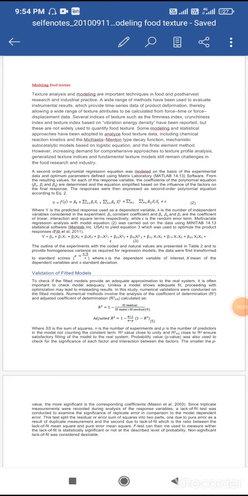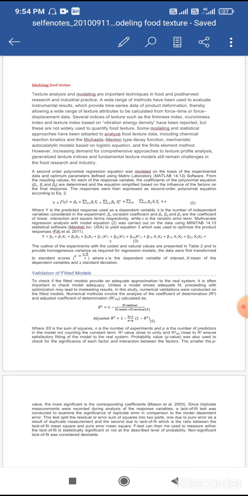Namaste students. In this lecture I am going to teach you about the modeling of food texture. Texture analysis and modeling are very important techniques in food and post-harvest research and industrial practices.